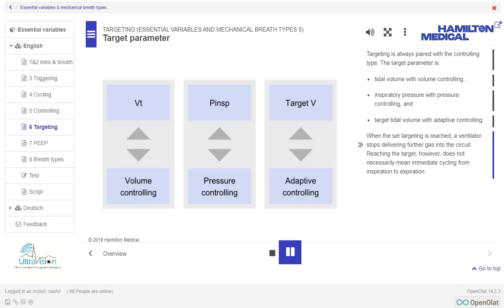When the set targeting is reached, a ventilator stops delivering further gas into the circuit. Reaching the target, however, does not necessarily mean immediate cycling from inspiration to expiration.